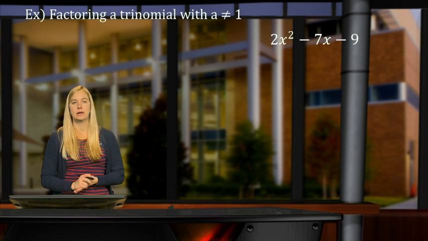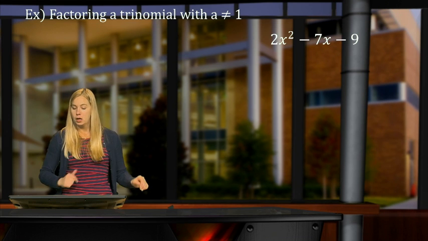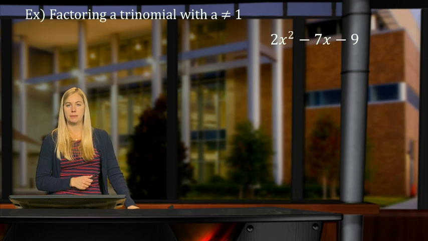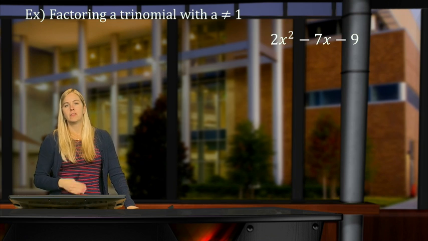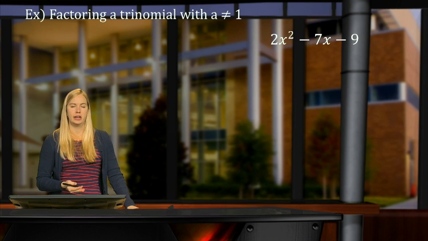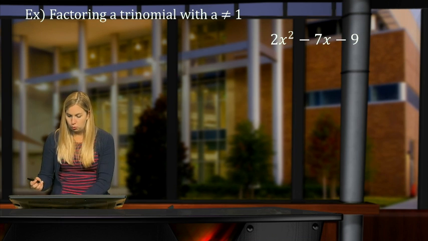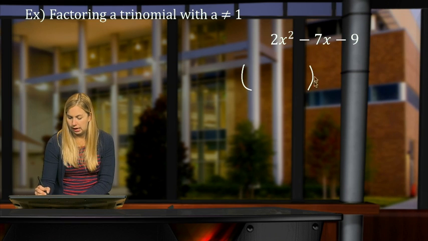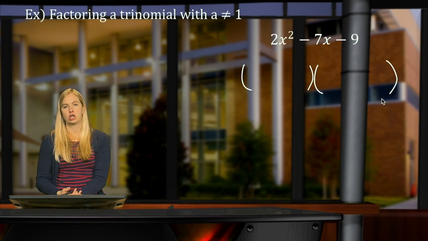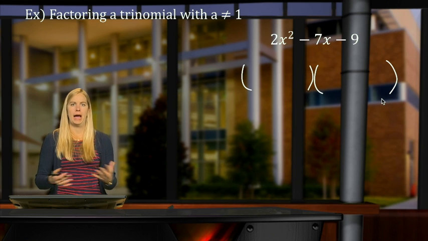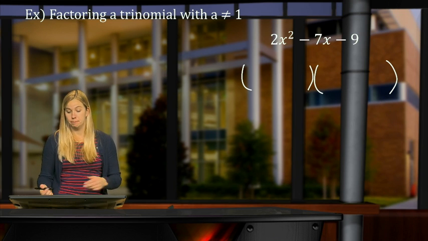Now let's look at a few examples where the lead coefficient is not 1. 2x squared minus 7x minus 9. The first technique I'm going to show you is called trial and error, and this might be the technique that you guys learned in high school. We know that it's going to end up looking like this. Now this trial and error method is essentially working back and forth between factoring and foiling.